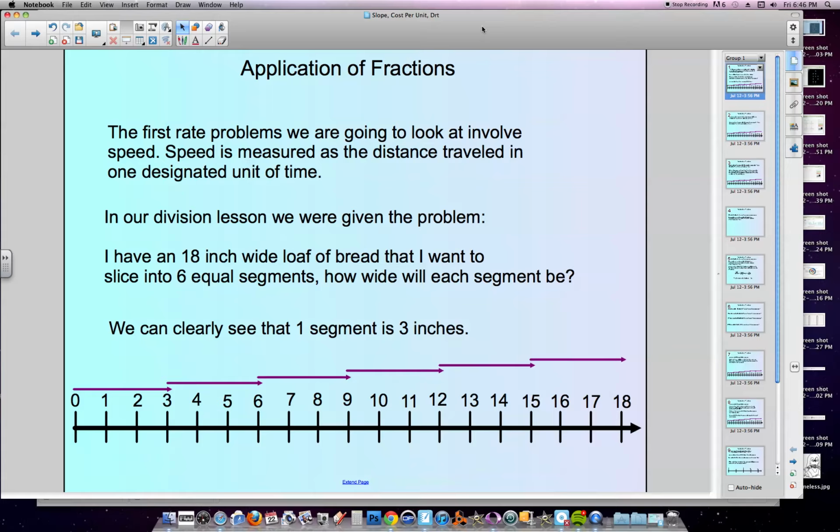So I want to reference back to an example we used in the division video. I talked about if I have a loaf of bread and it's 18 inches wide, and I have 6 friends coming over for dinner, and I want each of them to have the same thickness of bread, then I need to divide that 18-inch loaf of bread into 6 equal segments. How wide should each segment be? If I divide 18 into 6 equal groups, well, 6 times what equals 18? Well, 3. So each segment, 0 to 3, 3 to 6, 6 to 9, is going to be 3 inches long.